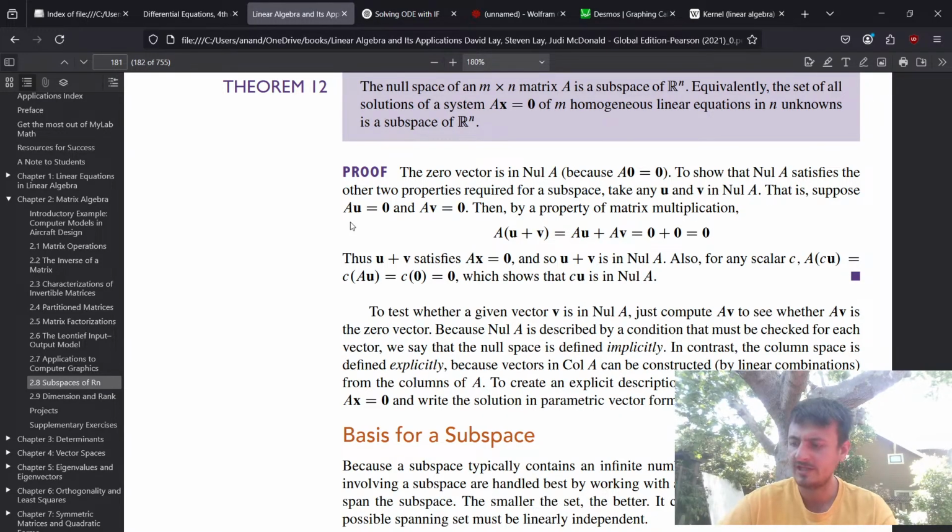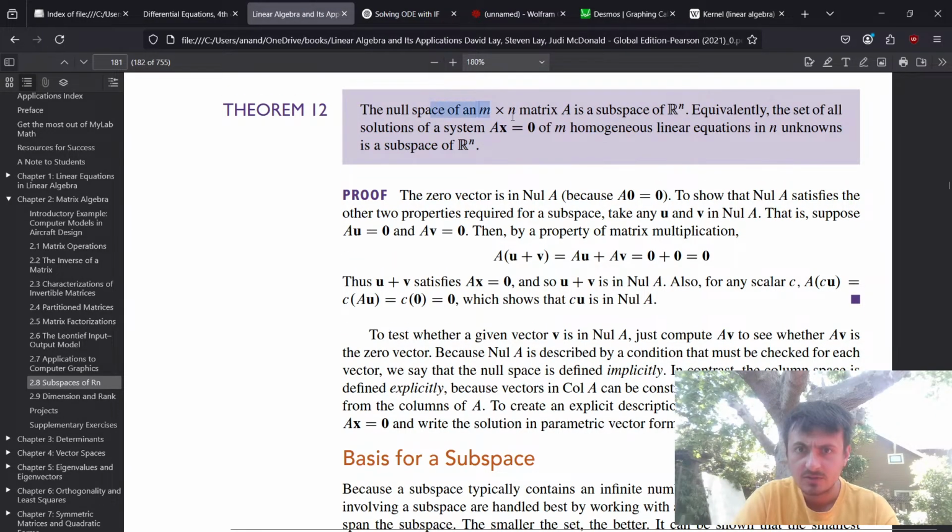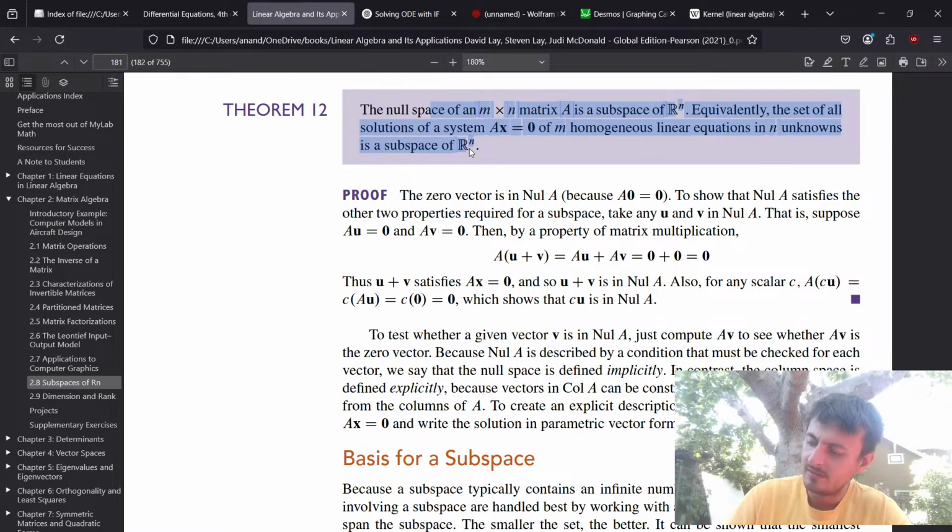Null A is the set of x such that Ax equals 0. Is that true? The set of all solutions. It's actually really cool that it makes a subspace. So, the proof that Null A is a subspace.